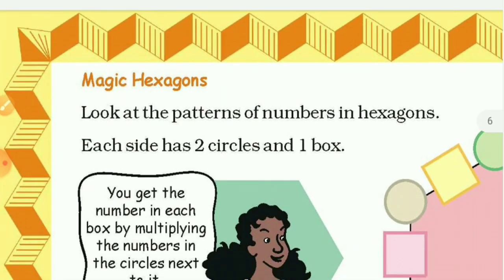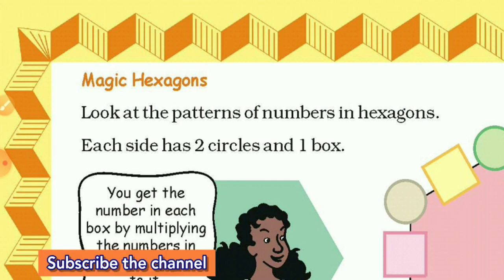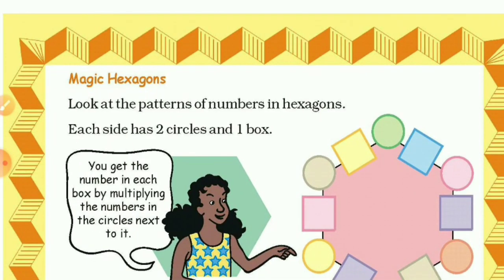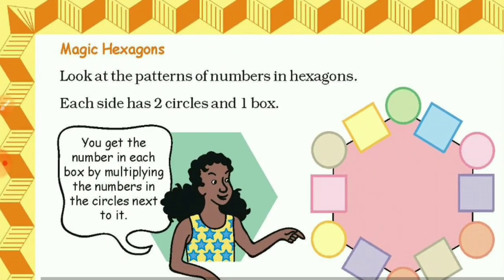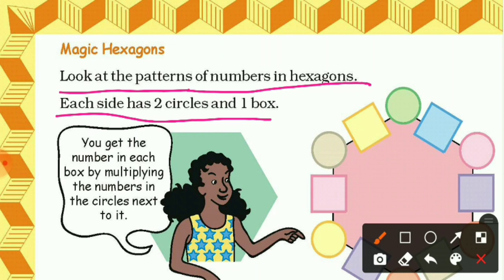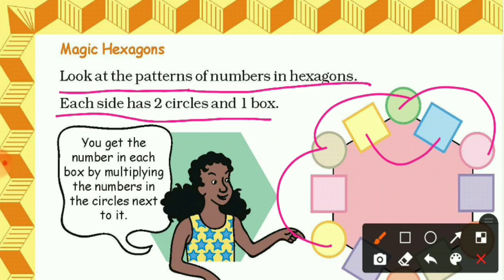So here we have our next topic, magic hexagons. So hexagon means, yes, a hexagon is a 6-sided closed figure, and let's know which type of rules, conditions are here. So at first we will read it. Look at the patterns of the numbers in hexagons. Each side has 2 circles and 1 box. So here we have 2 circles, you can see, and 1 box.